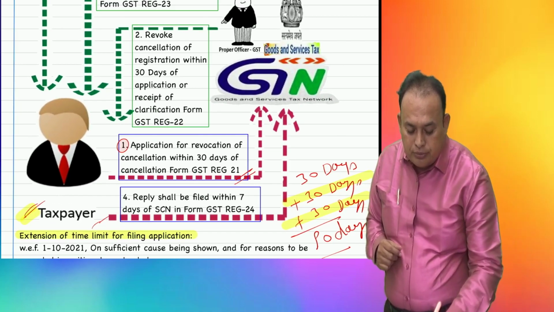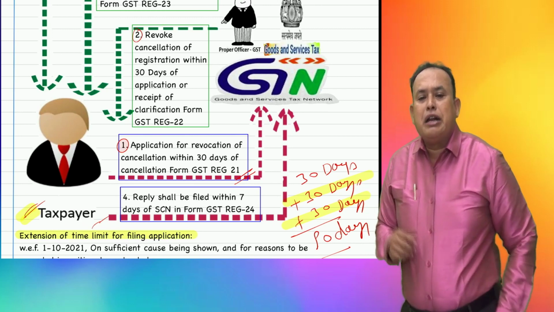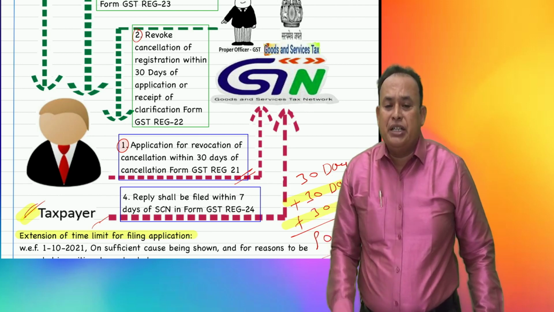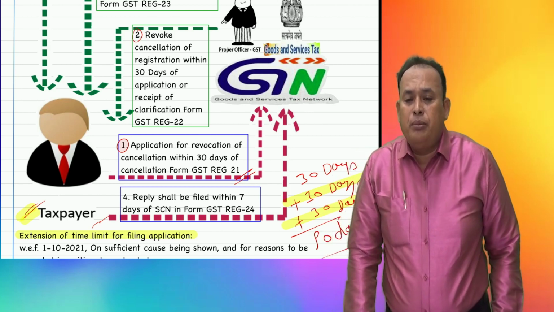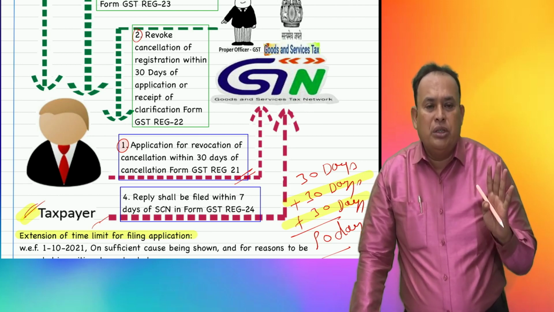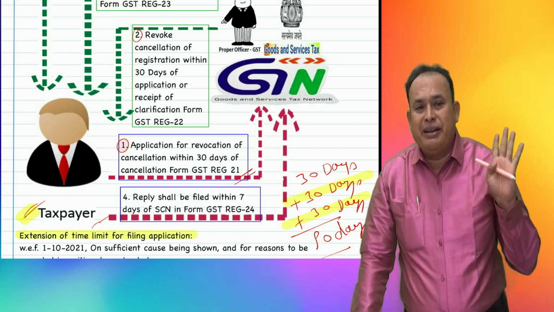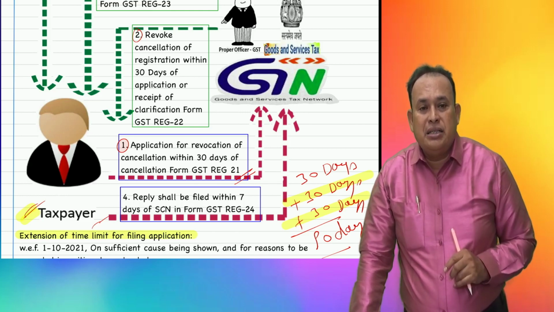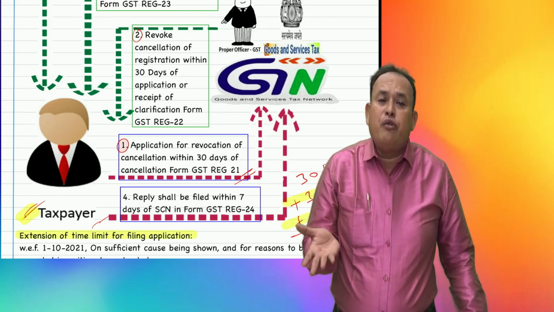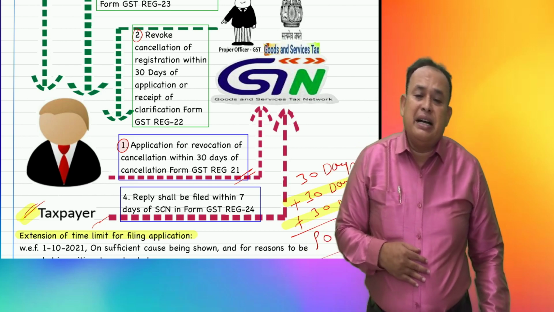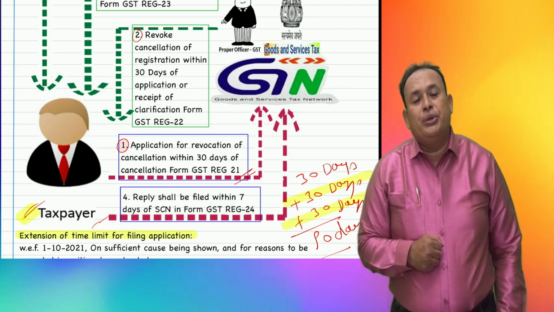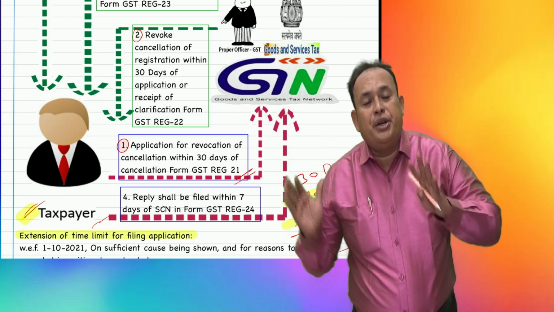Step 2. Revoke cancellation of registration within 30 days of receipt of the application, form GST REG 22. If the department officer is satisfied, okay, goodbye now. You proceed henceforth, properly file the return. Do not mismatch the returns and so on. If the officer is satisfied, revocation of cancellation within 30 days of the receipt of the application in the form GST REG 22. That means the earlier registration number will continue.